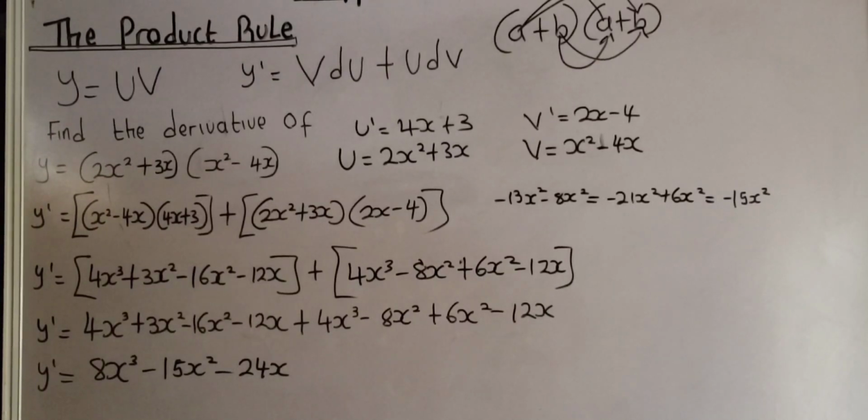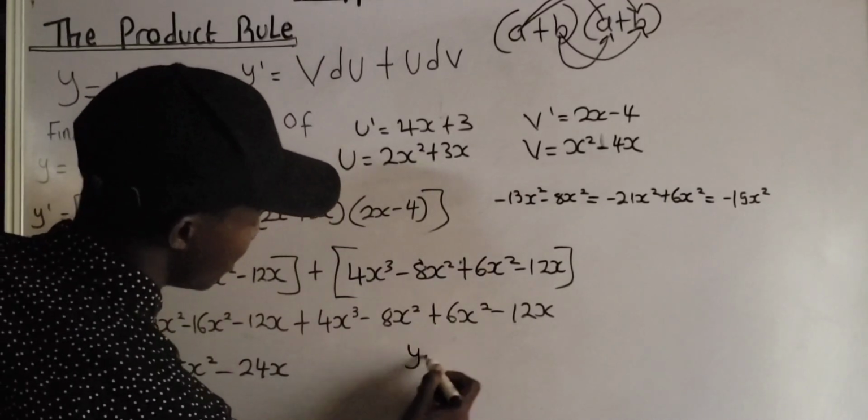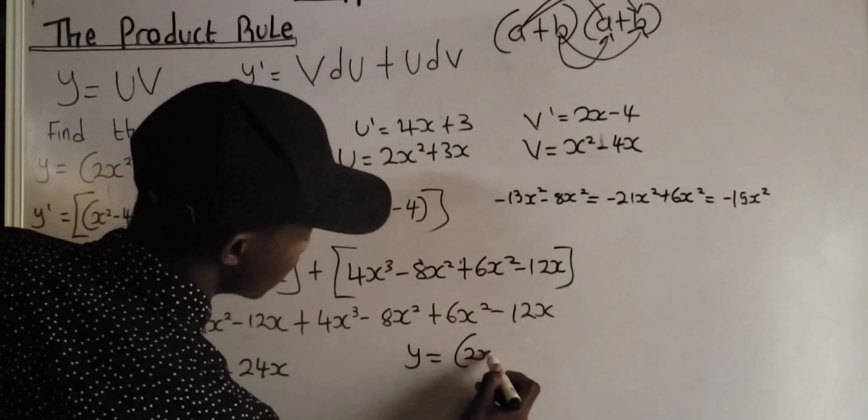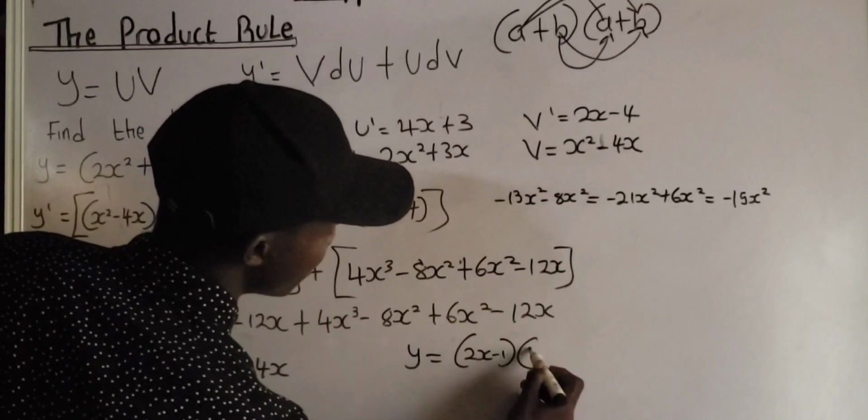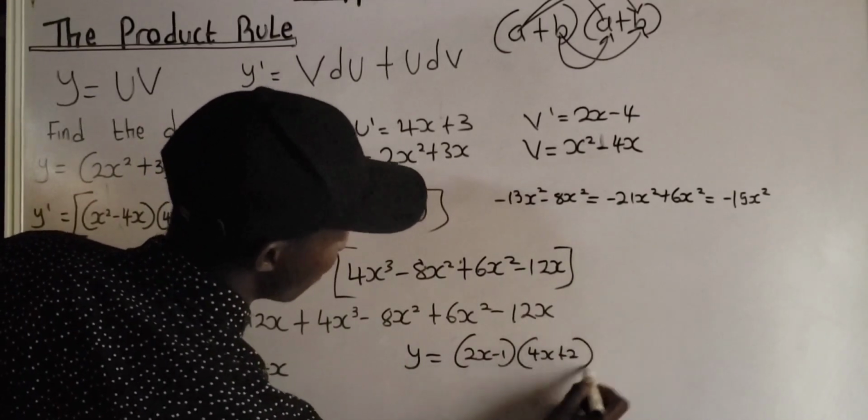So I want you to try this question. Find the derivative of y is equals to 2x minus 1 multiplied by 4x plus 2. I want you to try this question, okay?